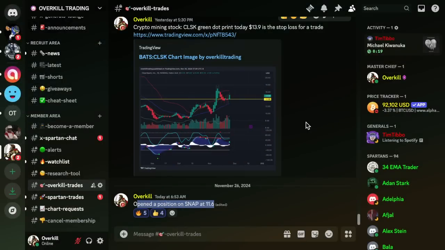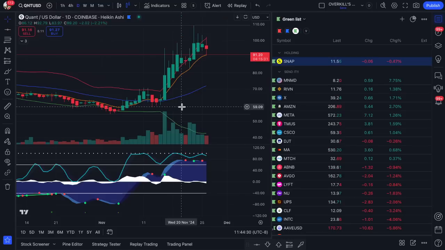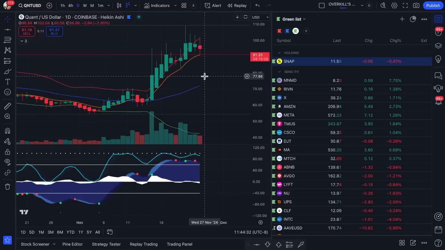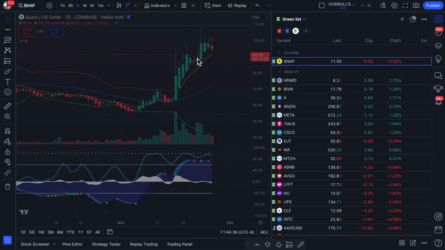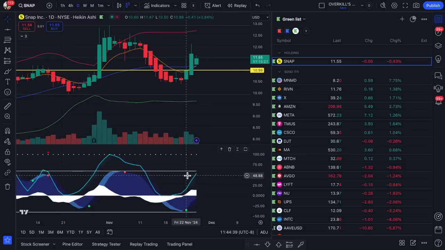Opened a position on Snap at 1160. And I didn't put the stop loss in there, but some of you asked, and I did. So if you guys just saw that live, again, it's normally at the bottom of the candle we get the green dot on. In this case, that was around 1060.